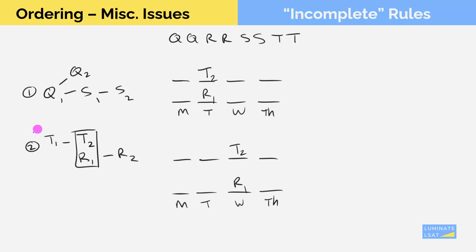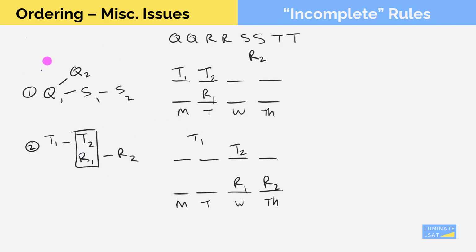And now if we're applying the second rule here to the first world, we know that T1 will go on Monday, and we know that R2 will have to go somewhere on Wednesday or Thursday. So this is how I'll diagram that. And in the second world, you know that the second R will have to go on Thursday, and the first T will have to go on Monday or Tuesday. So that's how I'll diagram that. Now we're done with rule 2.